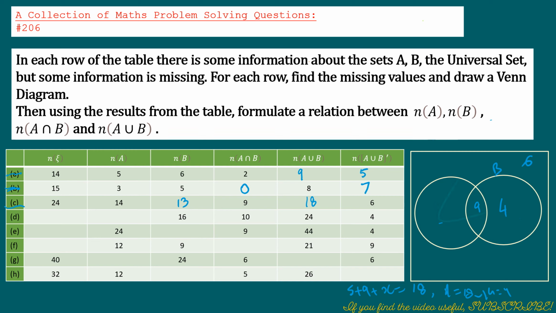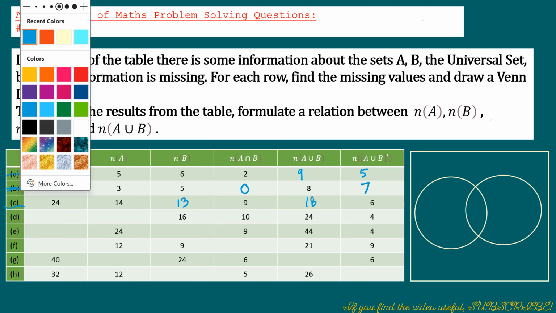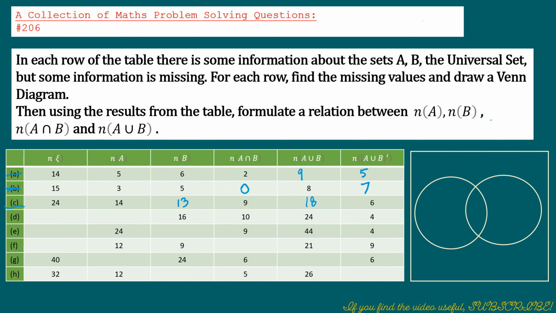And now the D. So for D, they haven't given us the universal set. They've only given us what the B part is, and B is 16. So the number of elements in B would be 16. They've given us the intersection, that's easy. You don't need to call it Y, I'd rather say 10. And B is 16. So 16 minus 10, that is 6.